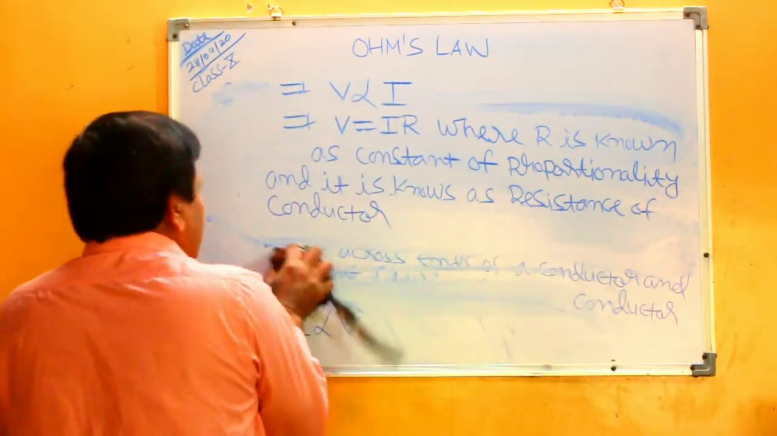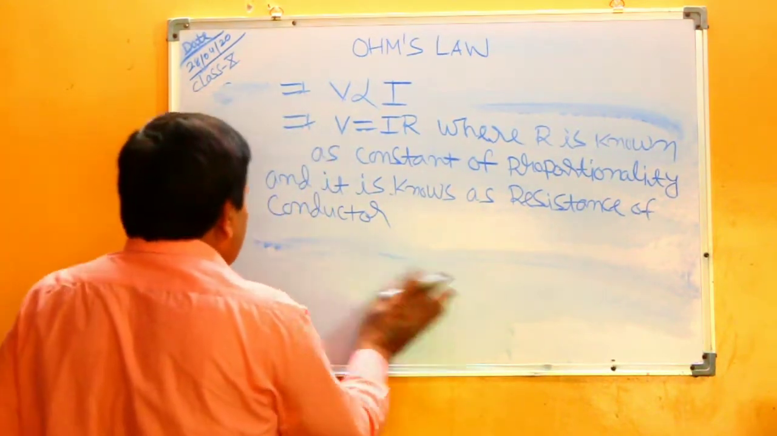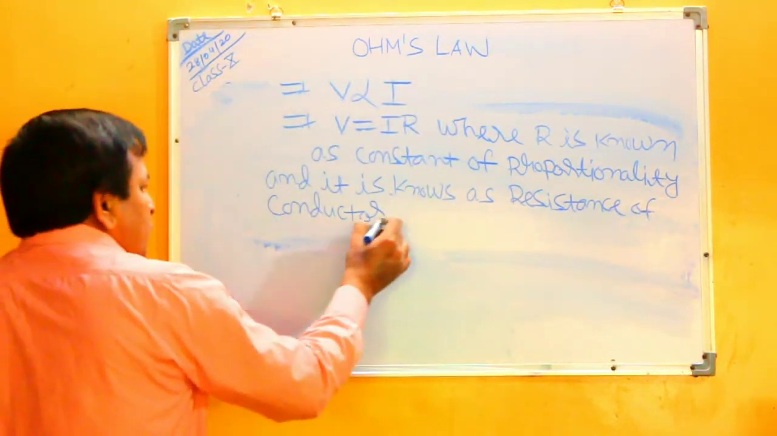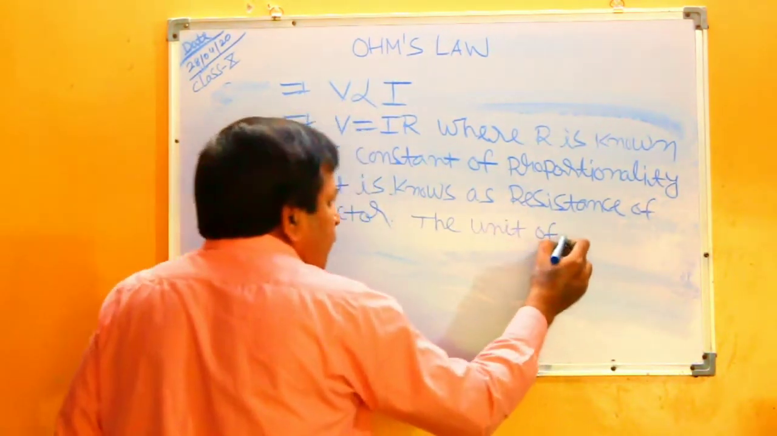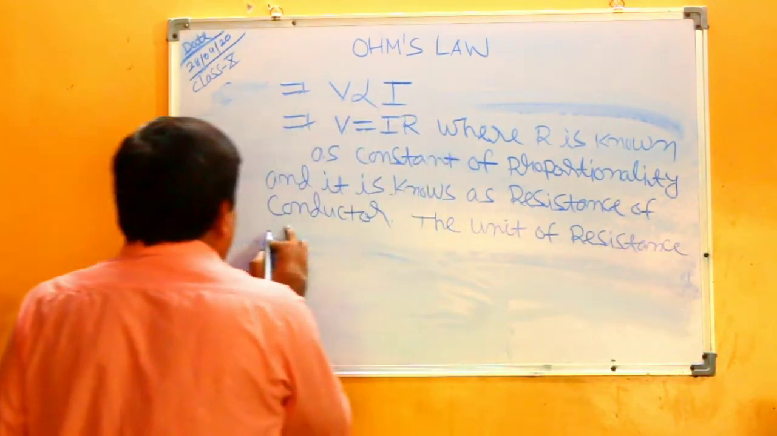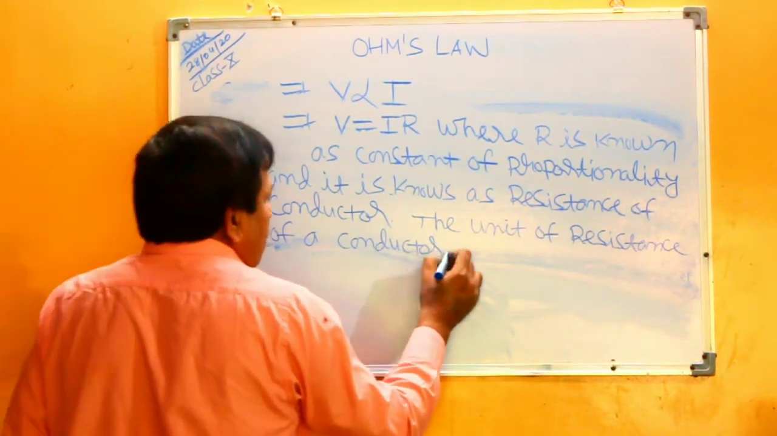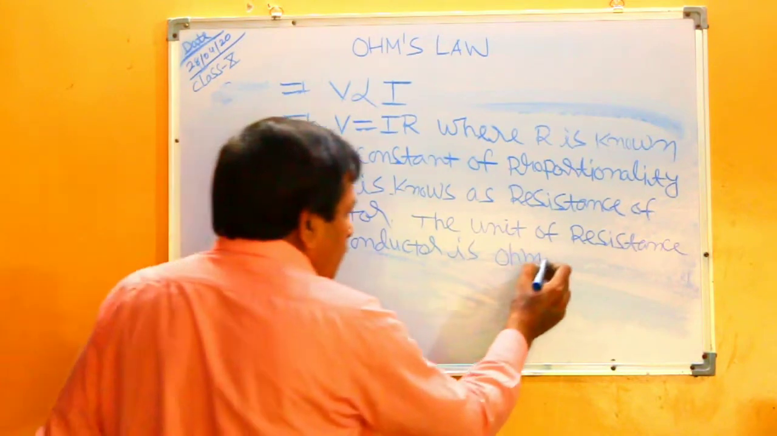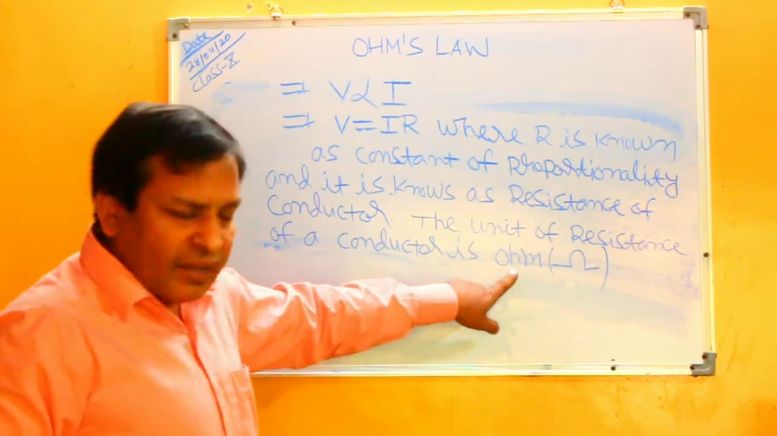The unit of resistance is kept in honor of Simon Ohm. Therefore, the unit of resistance is ohm. The unit of resistance of a conductor is ohm. The symbol for ohm is like this. This is the symbol of ohm, and in letters we write OHM.